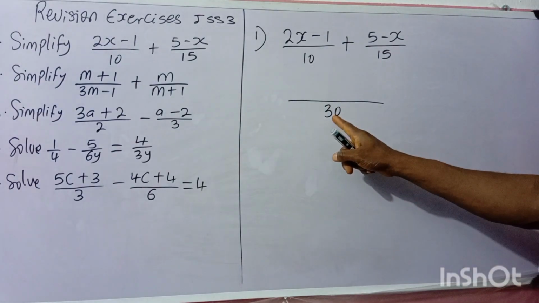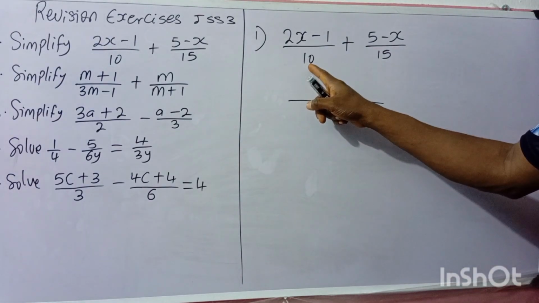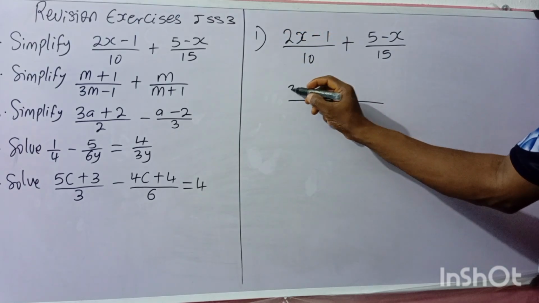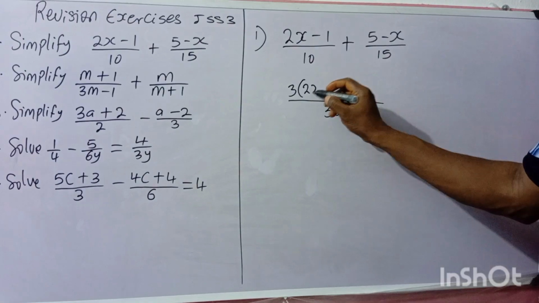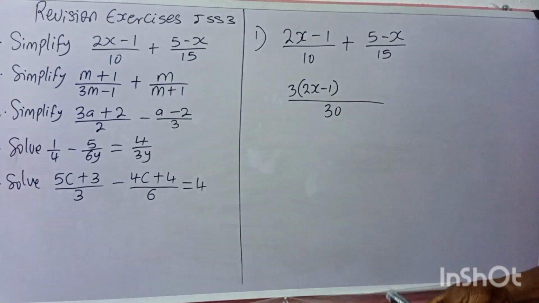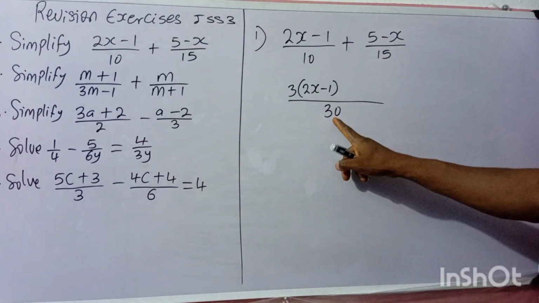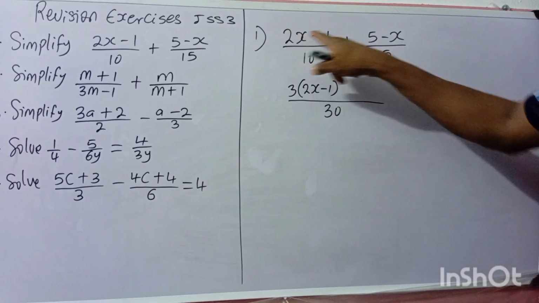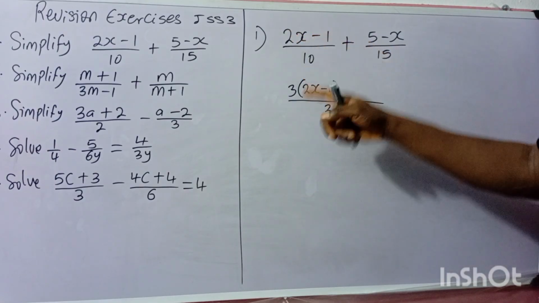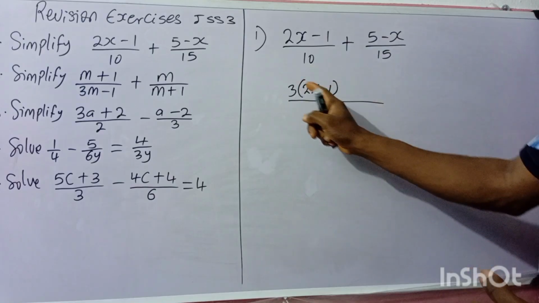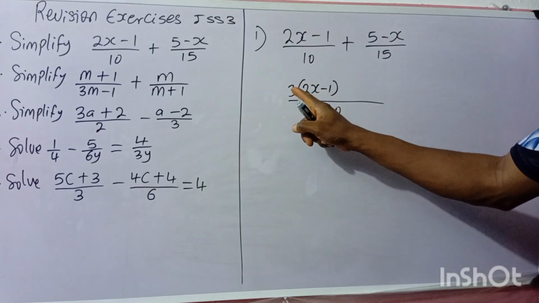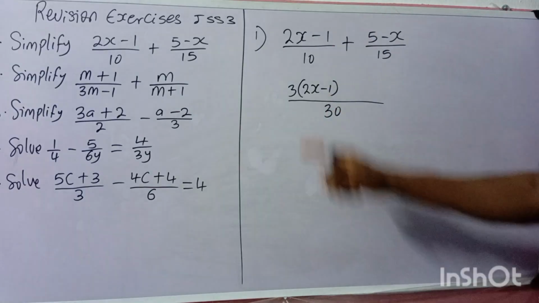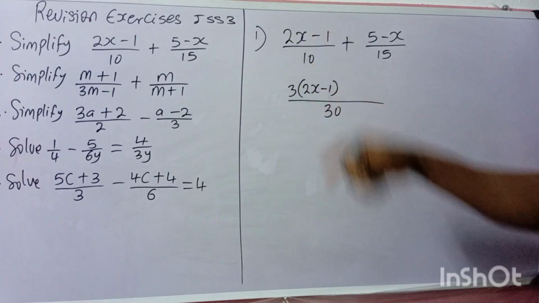That will now be 30 divided by 10, which gives us 3. 3 multiplied by (2x minus 1) gives us 3 bracket 2x minus 1. I repeat that again. 30 divided by 10 gives us 3. 3 multiplied by this expression, 2x minus 1, is the same as 3 times, you put the expression in bracket, that's 3 bracket 2x minus 1. That means the same thing as 3 multiplied by 2x minus 1.